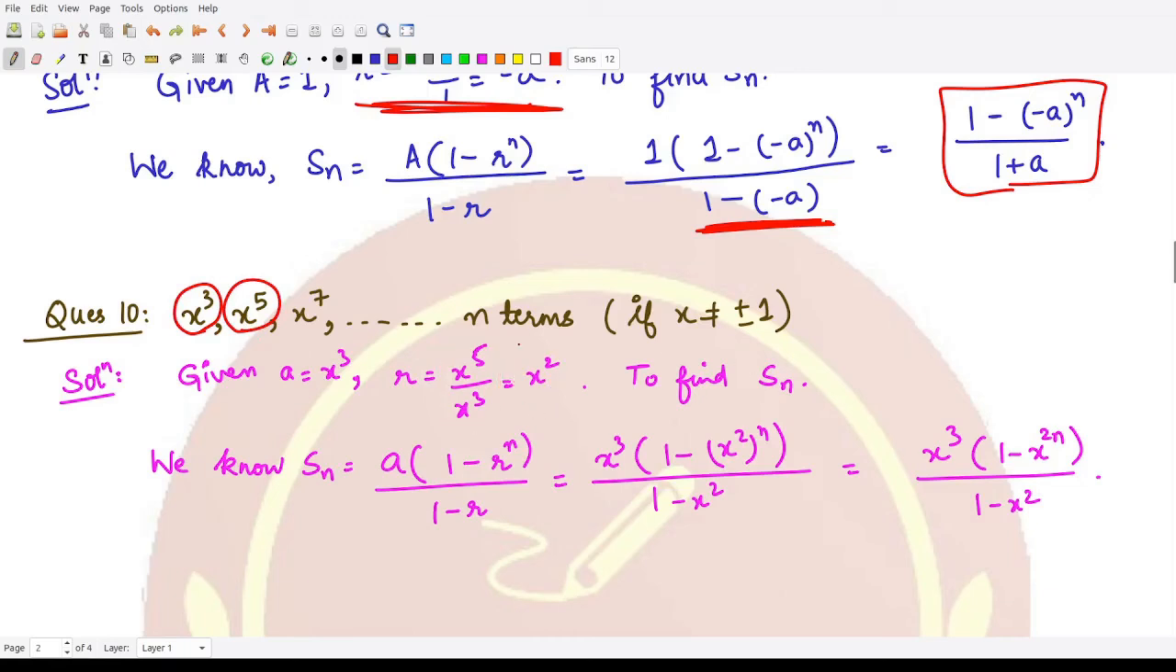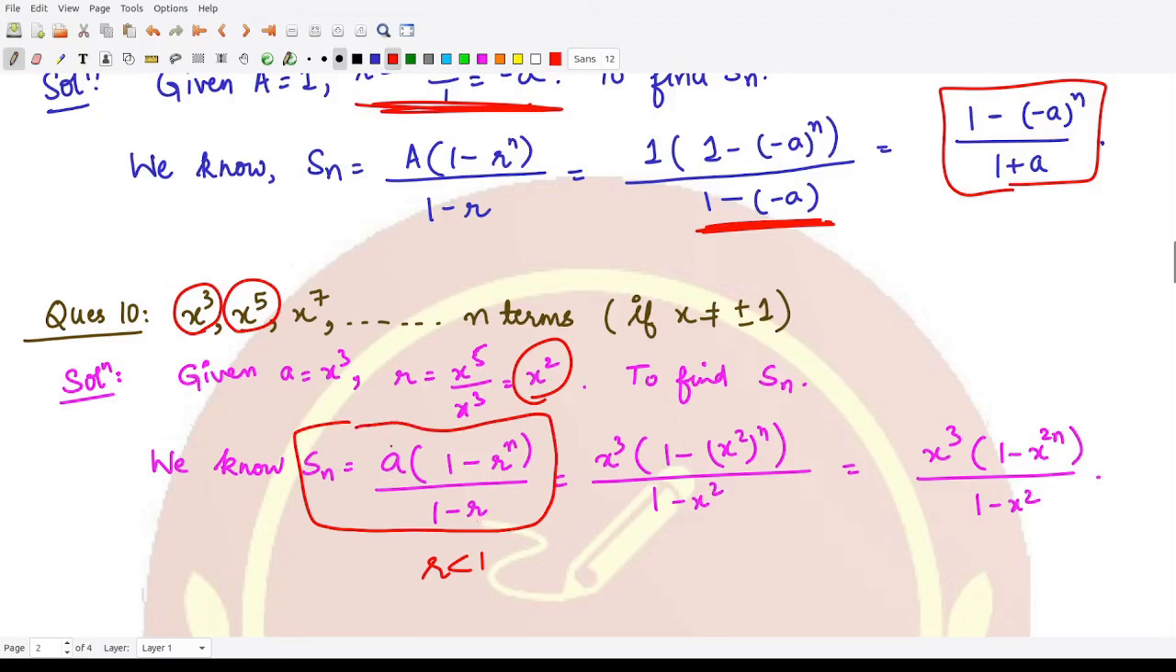Now in order to determine the sum up to first n terms, we need to determine what is Sn. Here your common ratio is x square, and it is not given to be equal to plus or minus 1. So that means r cannot be equal to 1 in this case. If this is not equal to 1, that means we can use either of the formulas, r less than 1 or r greater than 1. So here we are using this formula of r less than 1. Whenever r is less than 1, you have the formula of Sn as a times 1 minus r raised to power n divided by 1 minus r. This is the formula.